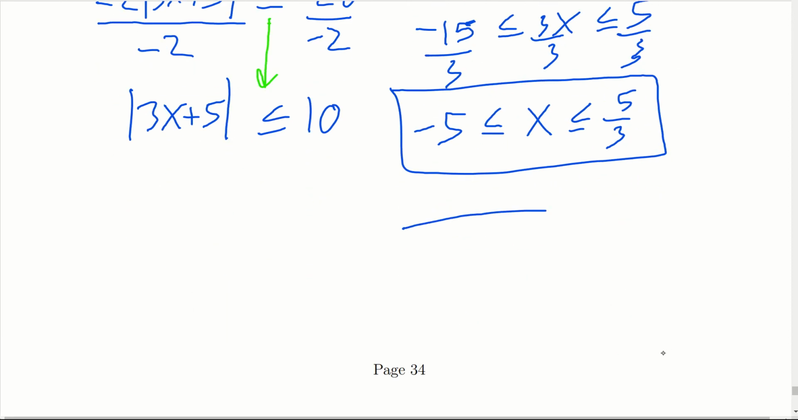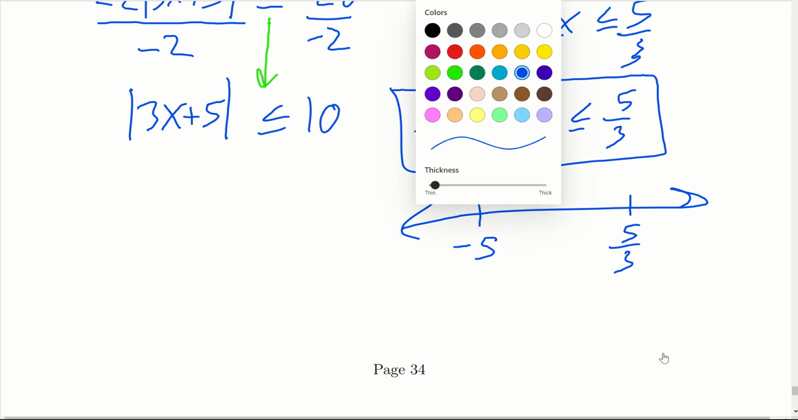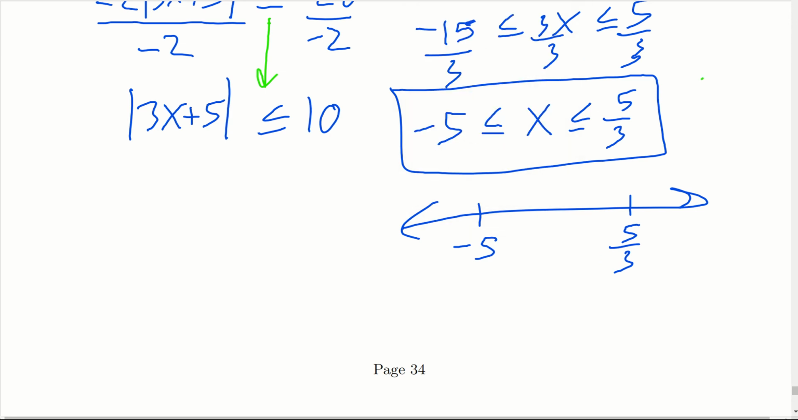To finish this off, let's now graph it. On the number line, negative 5 is somewhere to the left of 0. Here we have positive 5/3, which would be the same thing as 1 2/3. Because we have less than or equal to, those endpoints will be included because of the equality component. So those would be included, and then we're going to shade everything in between.